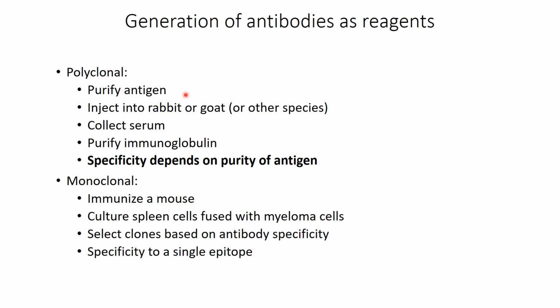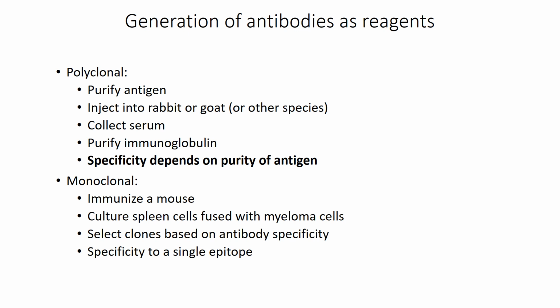Polyclonal antibodies, when they are used as reagents, are used for purifying the antigen. They're basically used by taking the antigen, cleaning it out, injecting it into a different organism like a rabbit or goat, and then the serum is collected, and then the immunoglobulins or the antibodies are purified. Their specificity depends on how clean or how pure the antigen is. If the antigen is still mixed, then they won't be as specific.